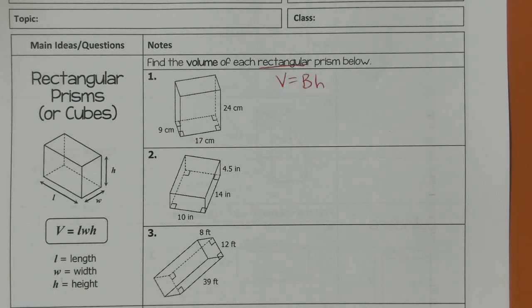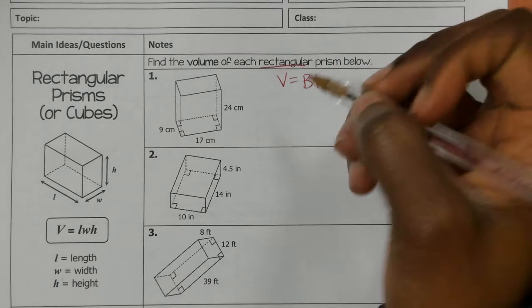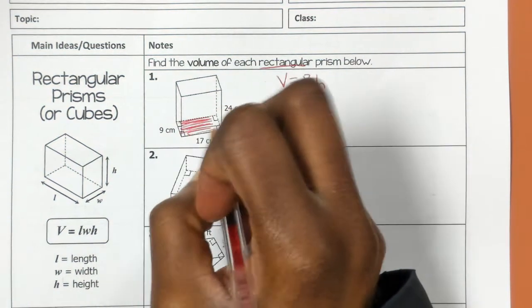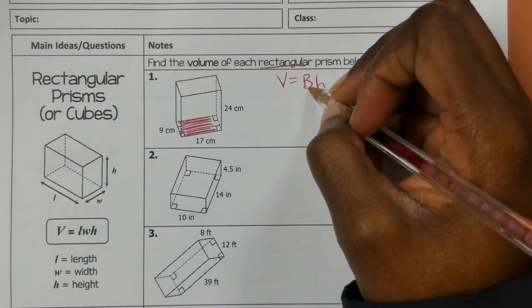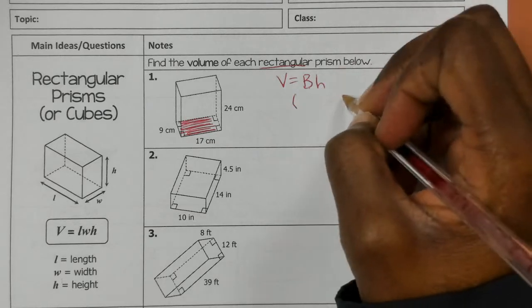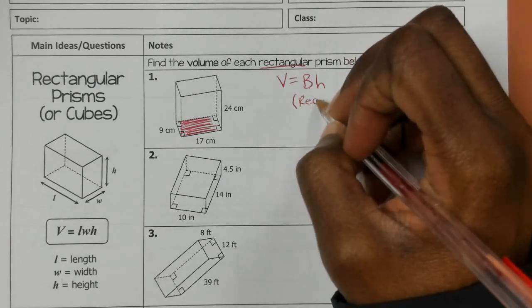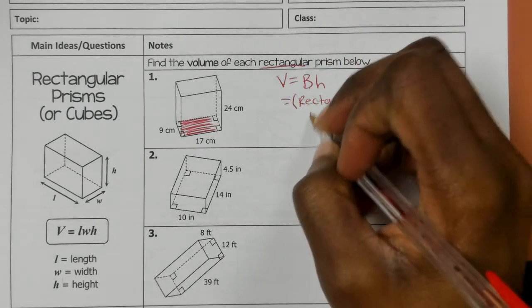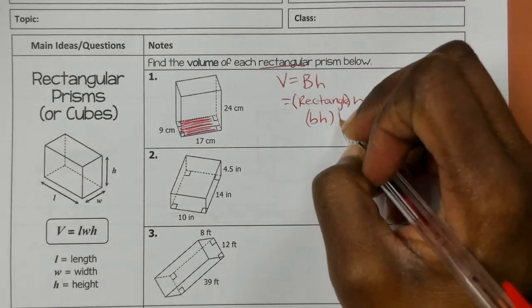Okay, so what we want to do is figure out what the base shape is. The base shape in this is a rectangle, because these are all rectangular prisms. So I'm going to shade in the base here. The capital B is the area of the base. So we need to figure out what the base shape is, which is a rectangle, and then use the area formula for that shape. So in this problem, we're going to have BH for the rectangle and then H.